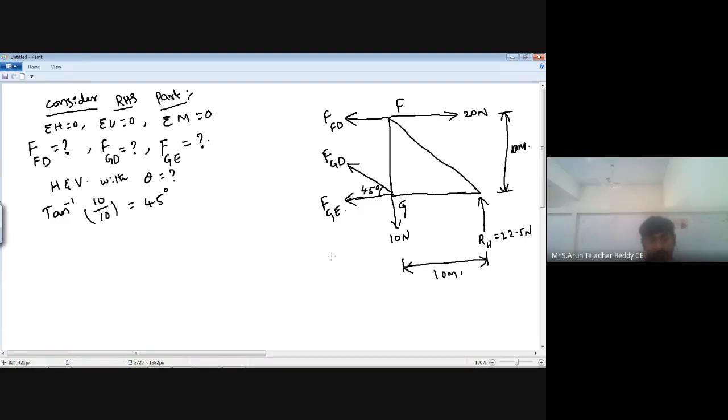Now apply equilibrium equations. The summation of, first apply the vertical force or else horizontal, that is up to you. And see here, GD is inclined, so resolve the forces horizontal and vertical. This is horizontal. If your angle is there, then we can write here 45 degree. Horizontal and this is vertical. FGD.